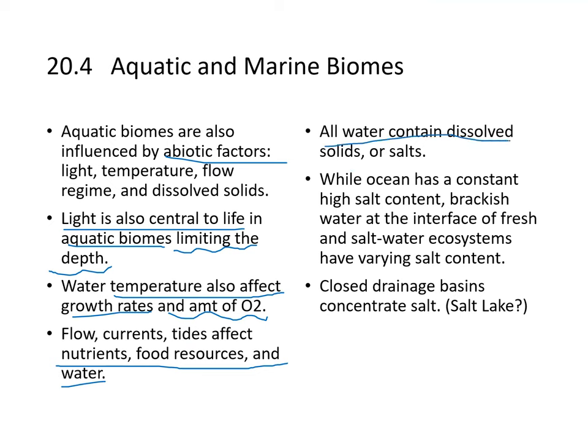All water contains dissolved solids or salts. While the ocean has a constant high salt concentration, brackish water at the interface of fresh and saltwater ecosystems has varied salt concentration, and they have adaptations to survive in such an environment. And closed drainage basins tend to concentrate the salt. This is how the salt lake came to be. That's an example of a closed drainage basin.